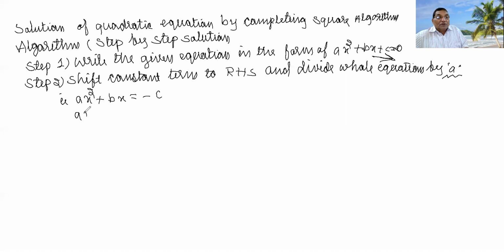Therefore, ax square divided by a plus b upon a x equal to minus c upon a. Now, here a is getting cancelled. It is x square plus b upon a x equal to minus c upon a. This is step number 2 over.